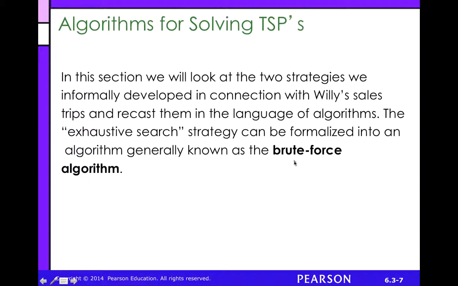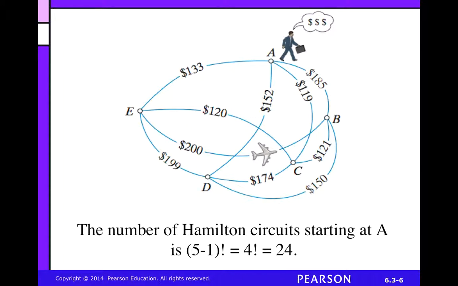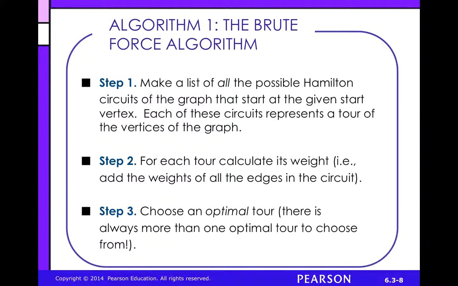The reason this is called brute force is because it's not terribly smart. There's nothing efficient about it, but it will get you the right answer. If you literally list all possible paths that this traveling salesman can walk, compute all the possible costs, and then just look and see which one is cheapest, you will indeed have solved this particular traveling salesman problem.